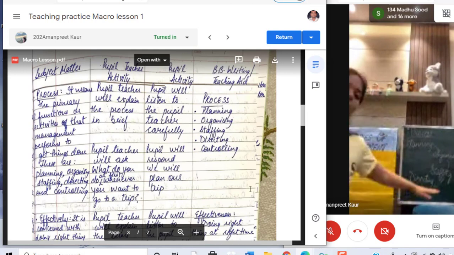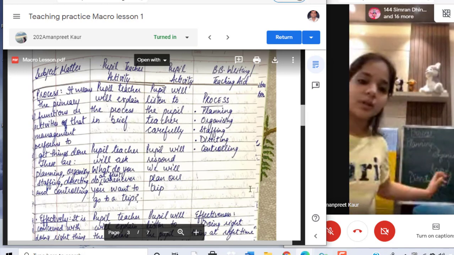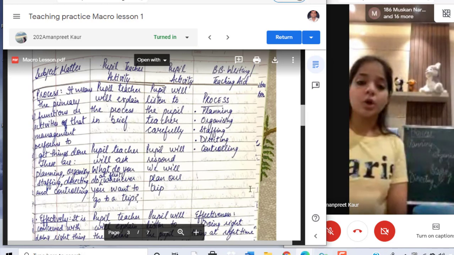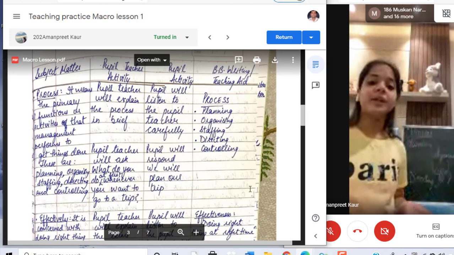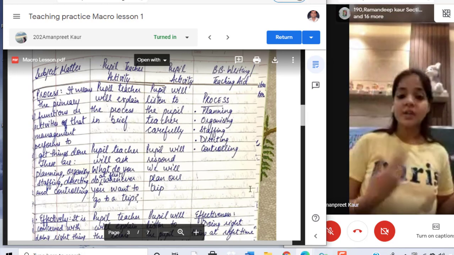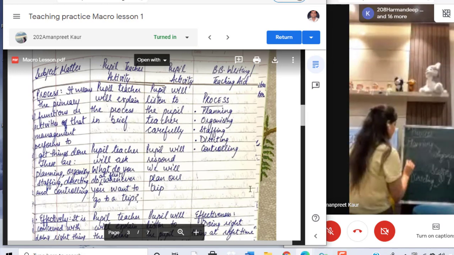Directing: when we have staffed the people, when we have appointed the persons on the right jobs, then we will direct them. We will see if they are doing their work or not. We will provide them the direction on how to do the particular task or what they have to do. And then comes controlling.